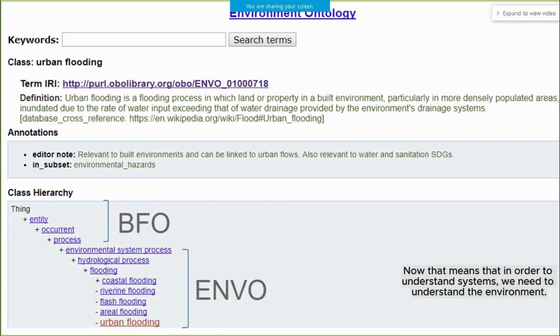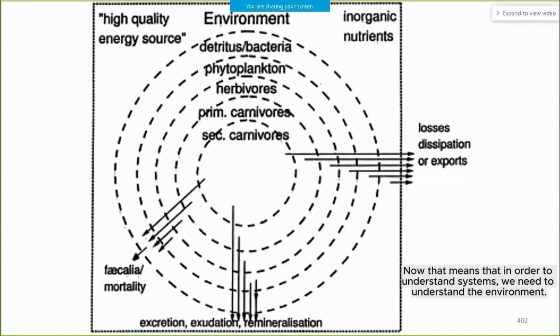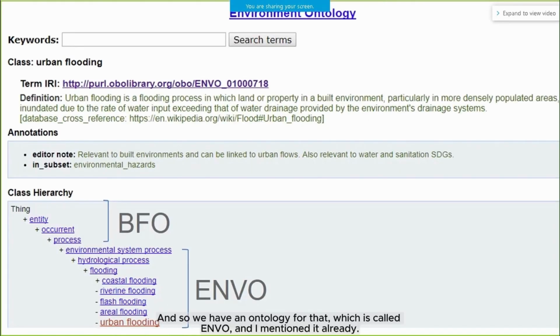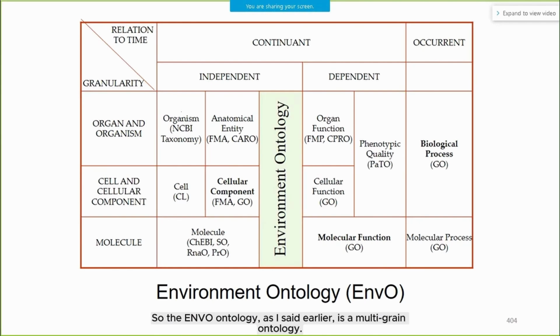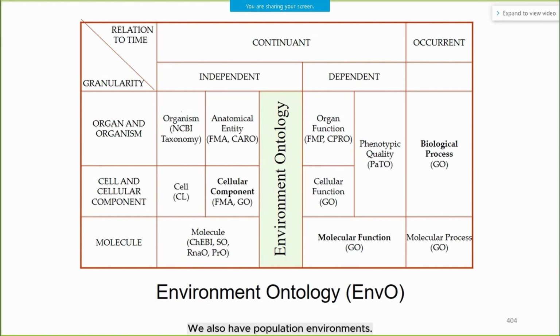Now, that means that in order to understand systems, we need to understand the environment. And so we have an ontology for that, which is called ENVO. And I mentioned it already. It was one of the first things which we added to the OBO Foundry, because biology is so importantly dependent upon environments for all kinds of obvious reasons. So the ENVO ontology, as I said earlier, is a multi-grain ontology. We have molecular environments, cellular environments, whole organism environments. We also have population environments.